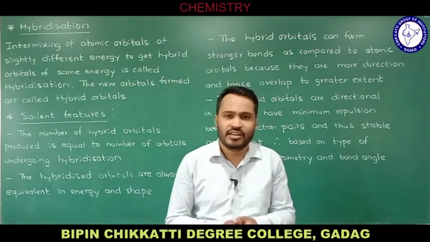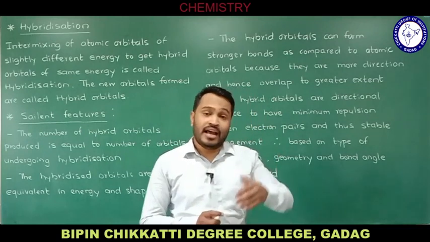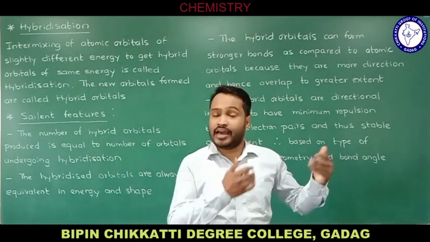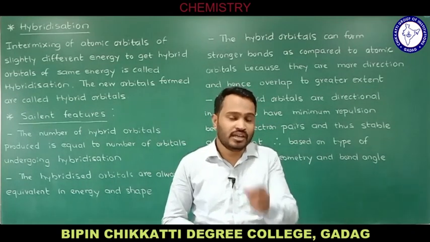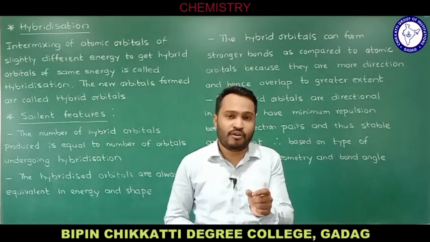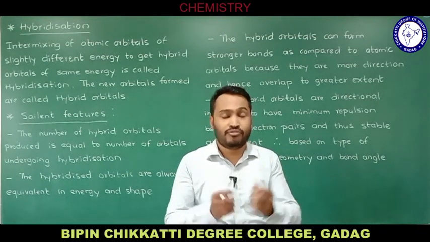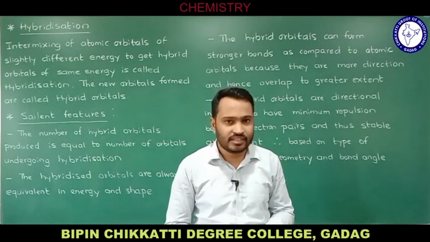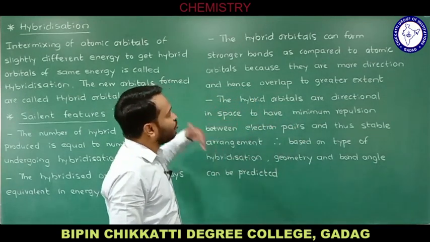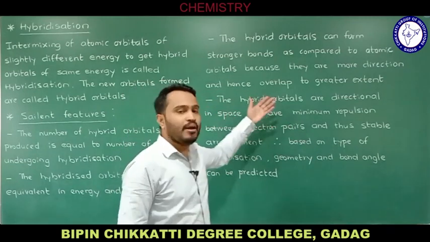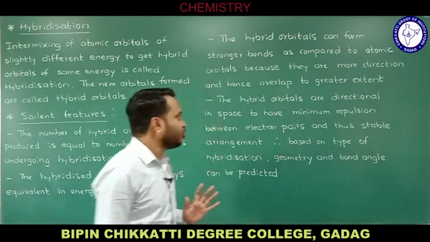We know that the atomic orbital is directional in nature, whereas hybrid orbitals are more directional in nature, because the shared pair of electrons will be exactly in the center of the combining nuclei. Because of that, the hybrid orbitals will be stronger and more directional, and the overlapping is also more when you compare it with the overlapping of atomic orbitals.